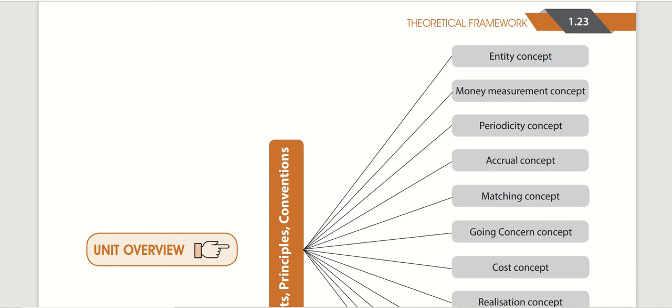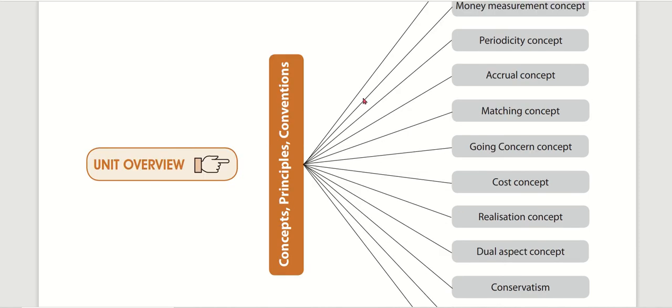Now, let me take one more example for your benefit. Let us say the conservatism concept, as appearing on the screen. Now, dear students, we all know that the conservatism concept is largely applicable in the case of valuation of inventories or closing stock. We all know that closing stock is valued at either cost price or net realizable value, whichever is lower, as per the accounting standards.